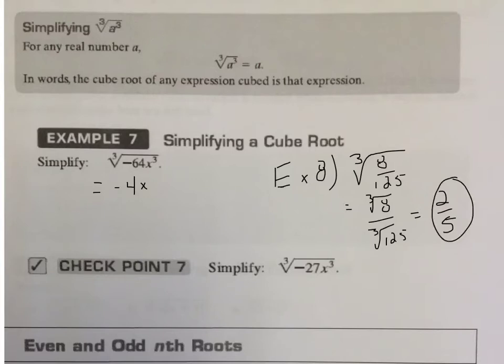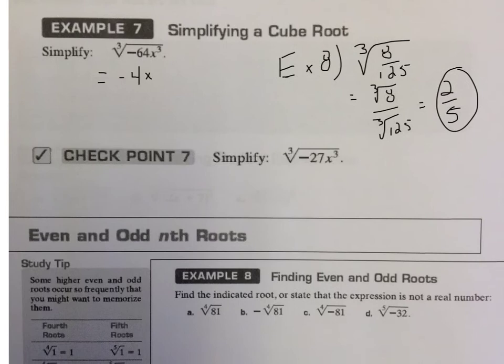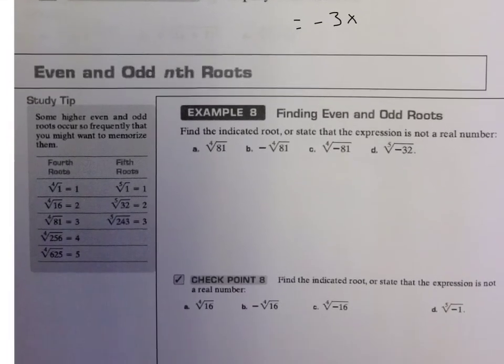Now, stop, pause here, try the checkpoint, and when you come back, I'll give you the answer. Okay, the answer is negative 3x for checkpoint 7. Let's move on to even and odd nth roots down at the bottom here.